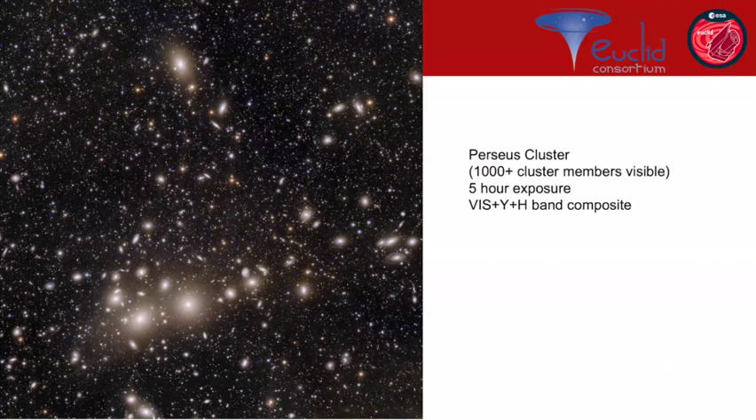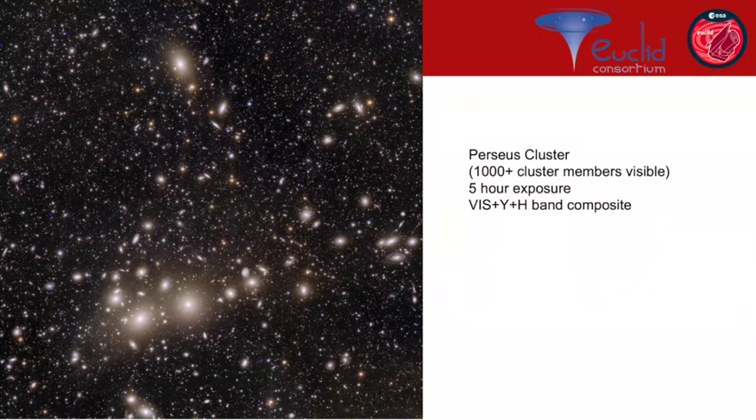You can definitely see the clustered bright galaxies in the center of the image. But if you were to count, you would see that there are more than 1,000 members of this cluster, which is one of the most massive galaxy clusters in the whole visible universe. This is a 5 hour exposure. And here again, we have these three bands, the Euclid visible, and then the two infrared bands, making a composite.